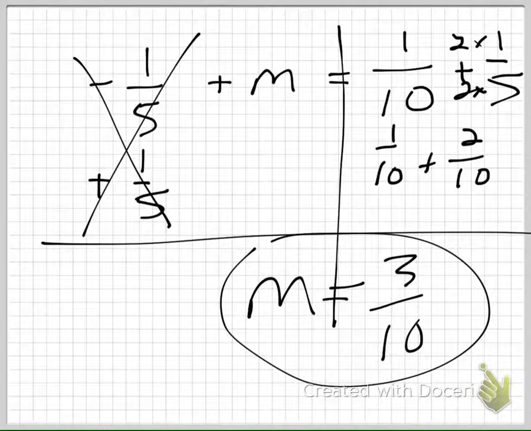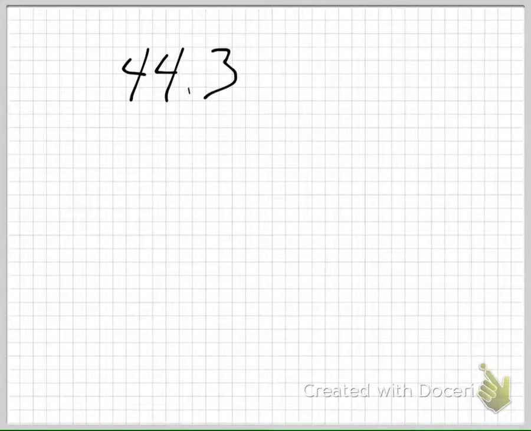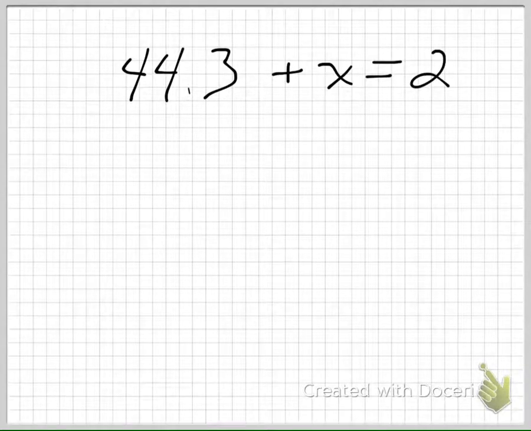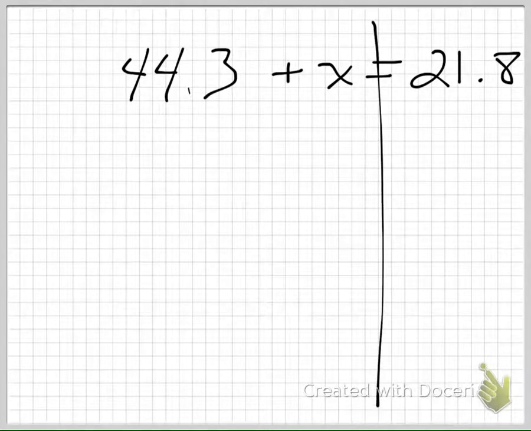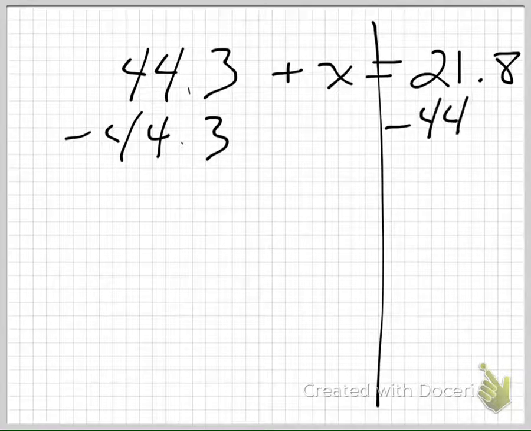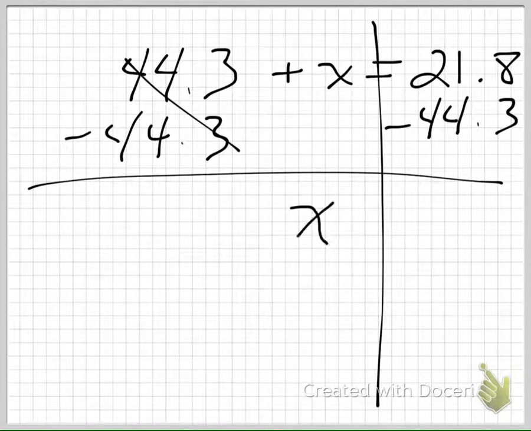It is also expected that you will be able to do this. Little funky. Let's see. Line down the equal sign. Is the variable happy? No. He's got a 44.3. How do I get rid of that? Minus 44.3, minus 44.3.